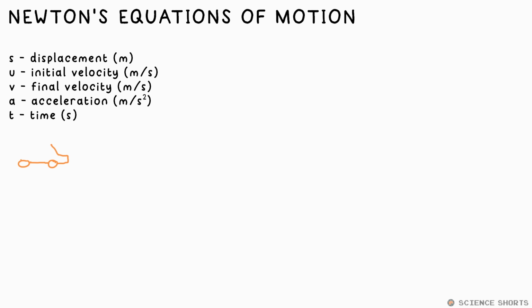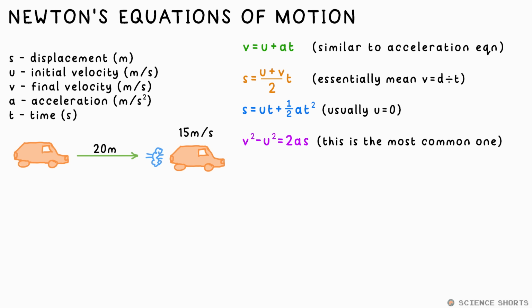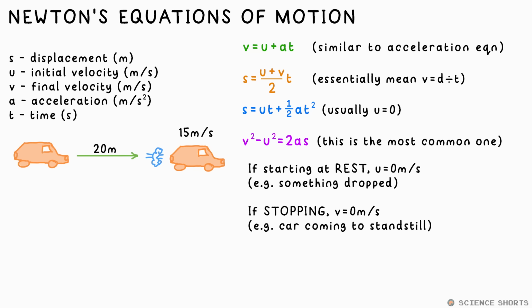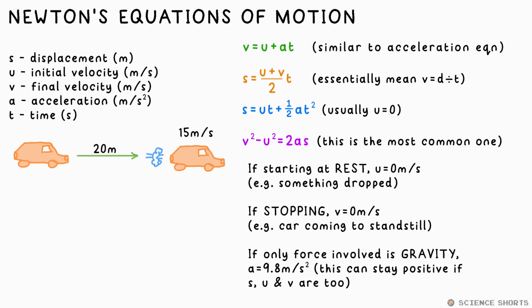Newton's equations of motion, or SUVAT, are a way of predicting what an object will do if it's accelerating. S is displacement, U is initial velocity, V is final velocity, A is acceleration, and T is time. And the object will usually start at rest, stationary, so U is 0. And like we said, if an object is falling, A is the same as g, that's 9.8 or 10 meters per second squared.